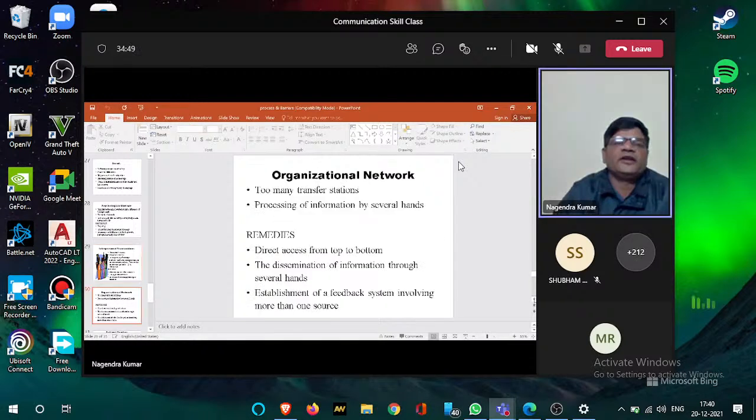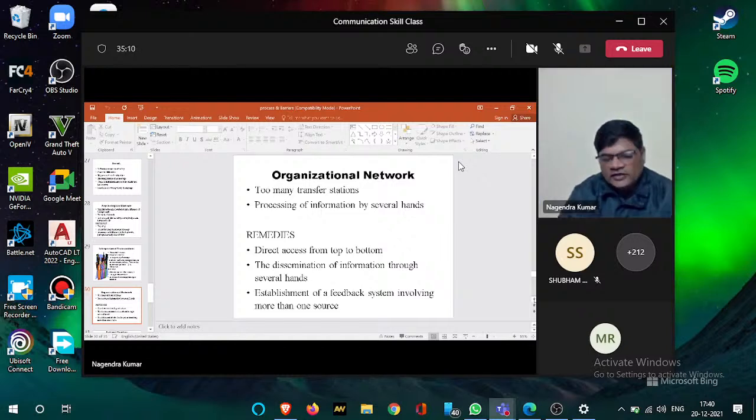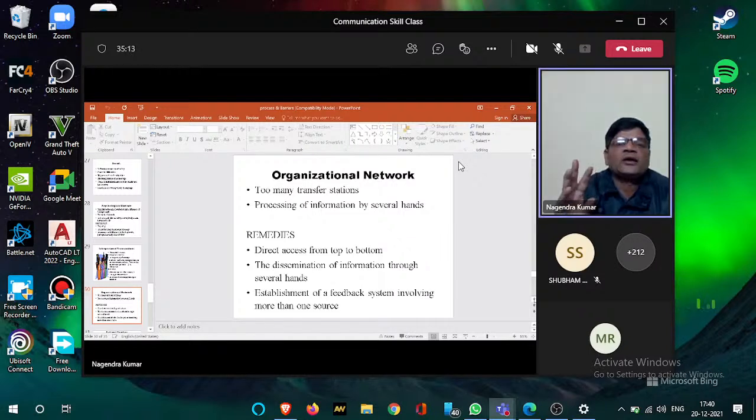Now, the organizational networks might also prove real barriers. Why? Because if in an organizational network you have too many transfer stations, what happens? Processing of information by several hands creates a lot of problems. Too many transfer stations. Let's say you have to make an inquiry about the scholarships available at IIT Roorkee, and you don't have a designated section for that.